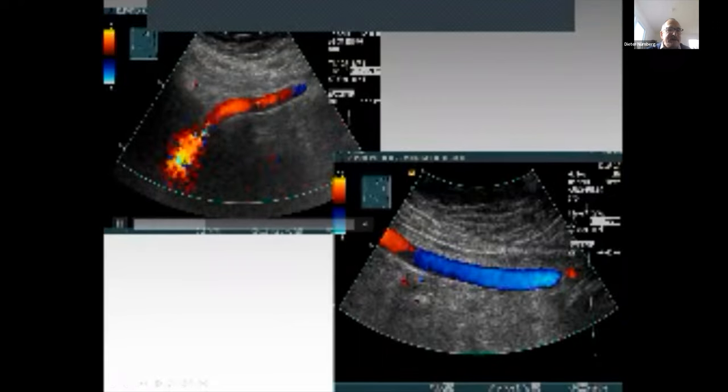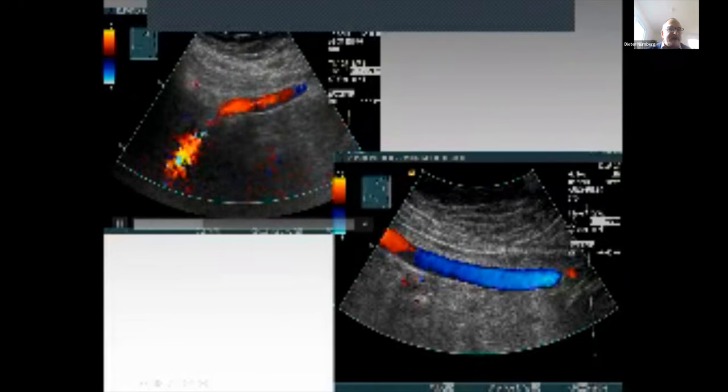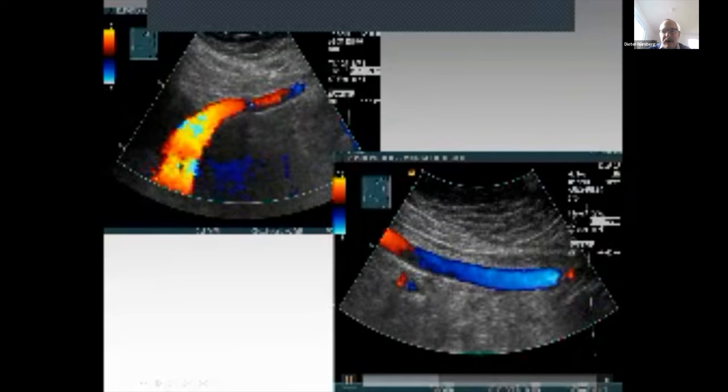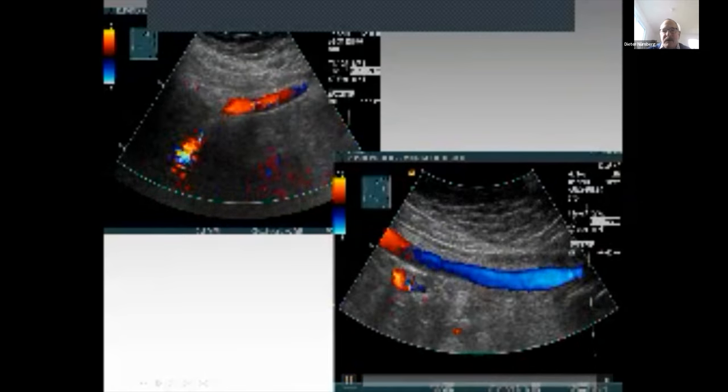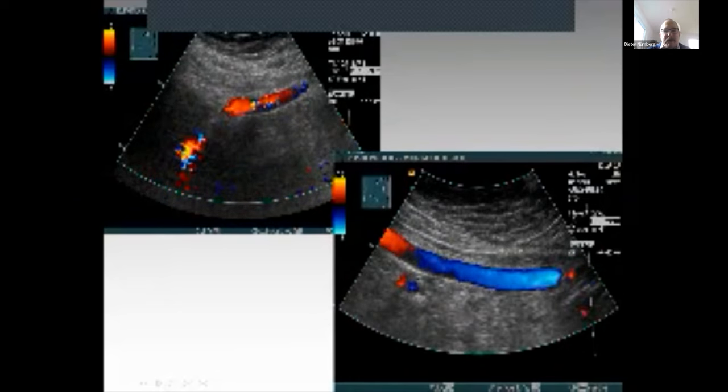I told you that from the hilum of the liver through the ligamentum teres, we can often see a vessel that's a recanalized and dilated paraumbilical vein. We can follow the vein inside of the abdominal wall here. That is a typical Cruveilhier-von Baumgarten syndrome.